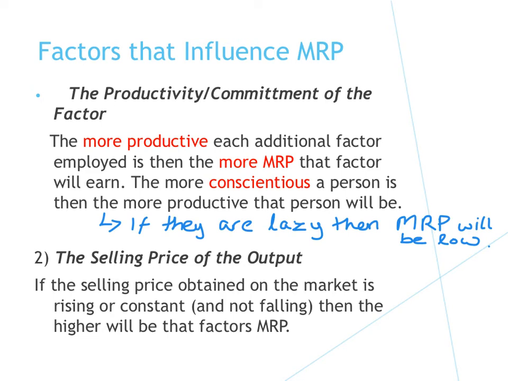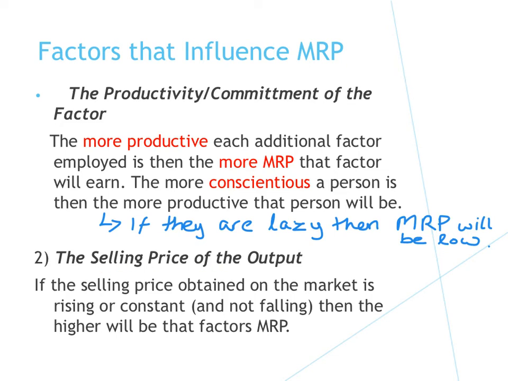So for example, let's say you are a delivery van driver, and rather than deliver the goods, you sit in a petrol station all day drinking coffee. Well, then you're not very conscientious. You're not trying to do the right thing, which is actually do your job. So the more conscientious a person is, then the more productive that person will be. So what we're saying here is if they are lazy, then MRP will be low. Okay, so it's not always the case that MRP is high by adding another unit of labour.